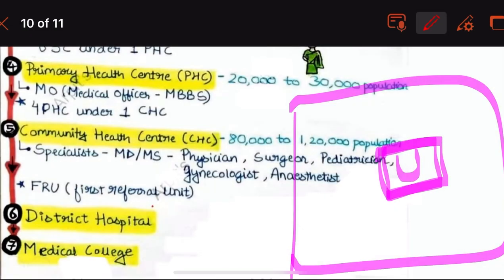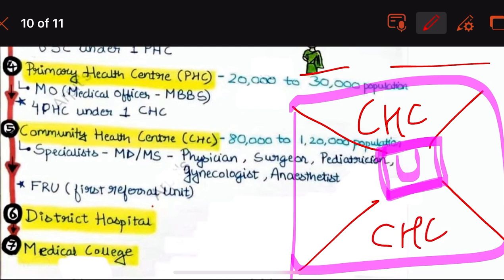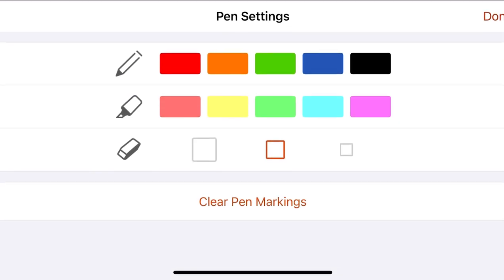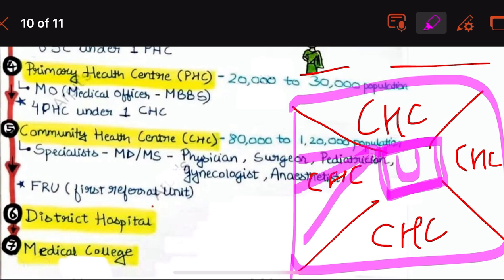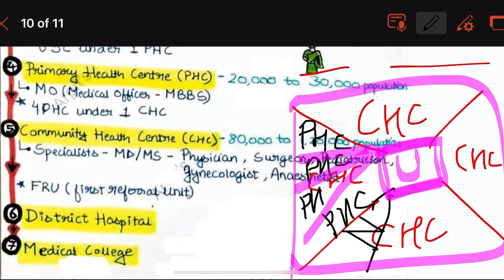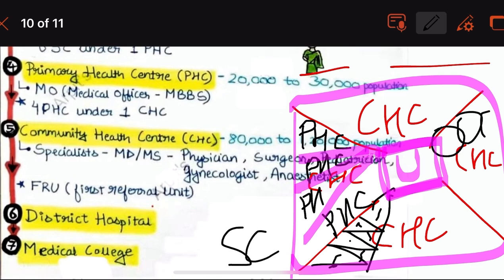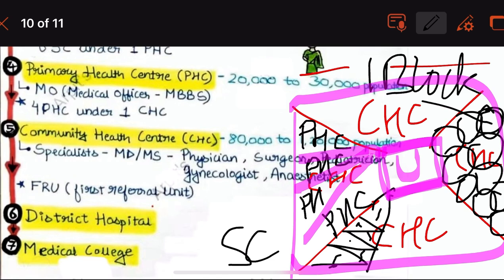So to have an equitable distribution of the health services, the government started the CHC or one block. In one CHC we have four divisions. One CHC contains four PHCs. One PHC is subdivided into six subcenters. Six subcenters, and the 100 villages together will form one block, and each village has one Anganwadi center.